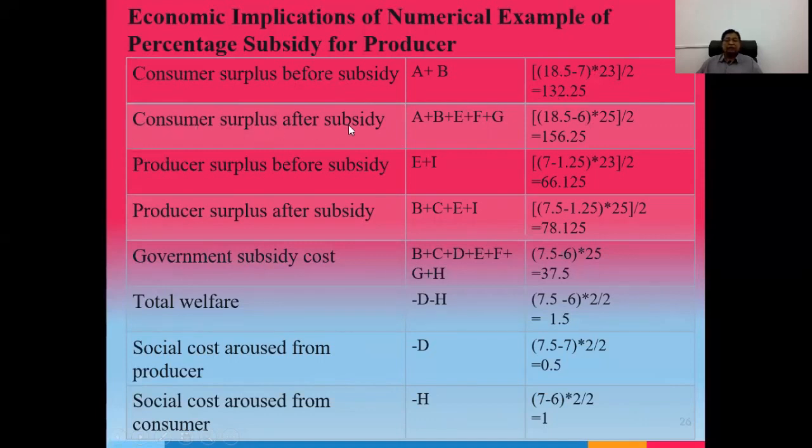Consumer surplus after subsidy is given by the area of A, B, E, F, G. It can be measured by the price difference into quantity divided by 2. Then you will get 156.25. Then producer surplus before subsidy is given by the area of E plus I.